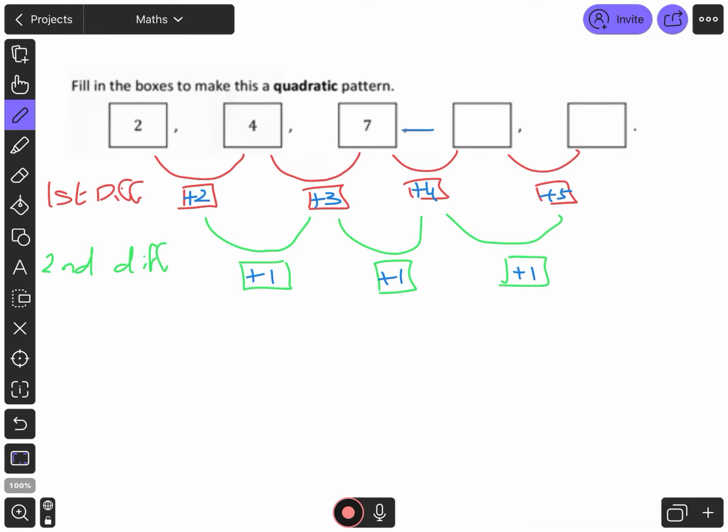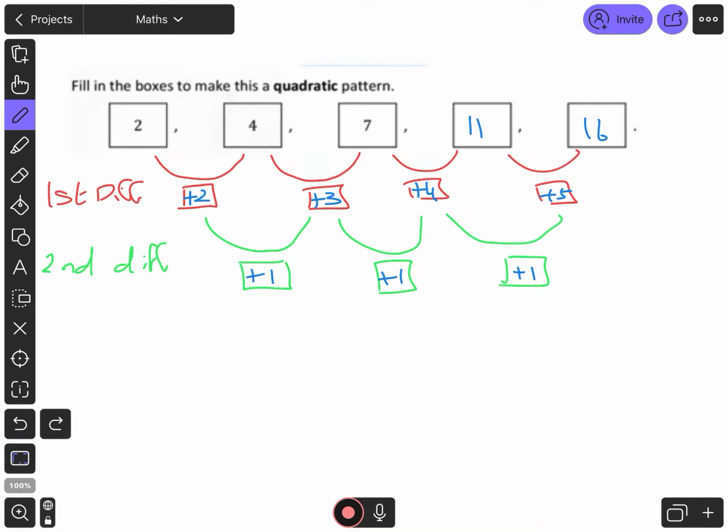So now I know how to get from here to here. It's like a domino effect. To get from 7 to the next one, I have to plus a 4, so that's going to be an 11. And then the same thing, to get from here to here, I need to plus my 5, and that's going to be a 16. I know that because they told me it's a quadratic pattern, I have to do this.